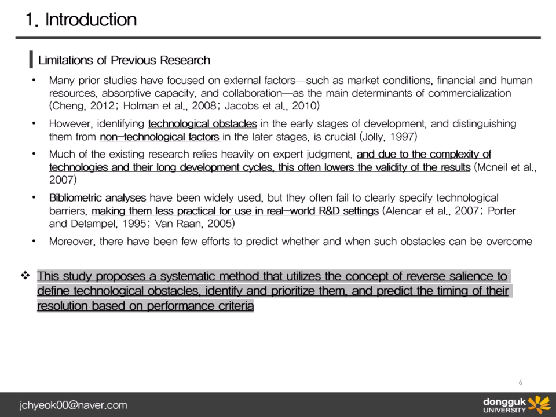Bibliometric analysis has been proposed as an alternative, but it has limited applicability in real-world R&D decision-making. Therefore, this paper proposed a systematic methodology that utilizes the concept of reverse salience to define, identify, and prioritize technological obstacles and to forecast when those obstacles may be overcome based on performance criteria.